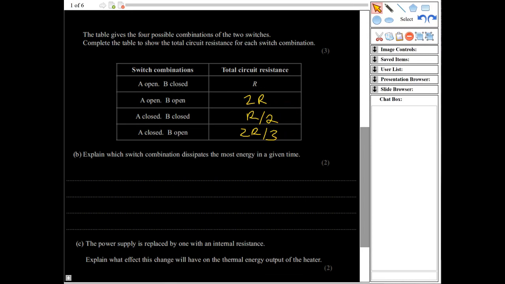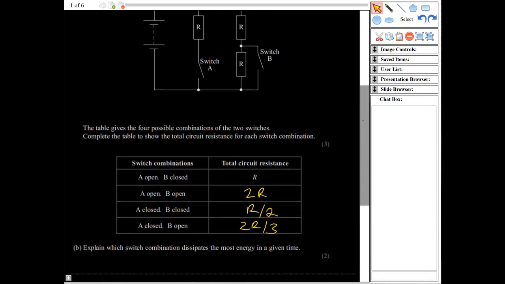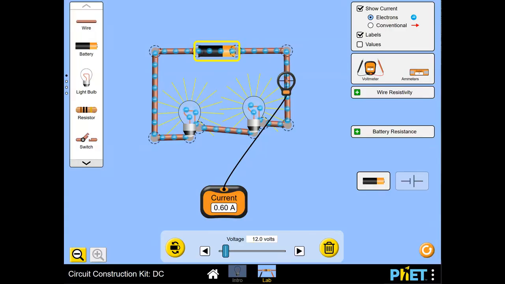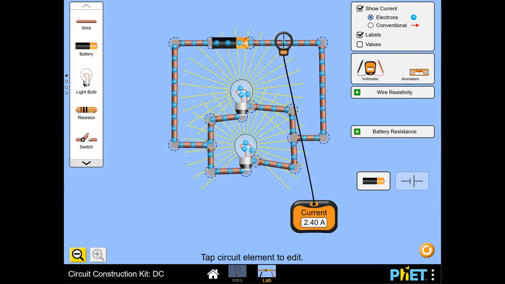So then it says, explain which switch combination dissipates the most energy in a given time. So as I was saying with the power earlier, the more power you'll use will be when the resistance is smallest. So in this case, we had here a small current, because our voltage is the same but our resistance is quite high, so our current is small. In this case, our voltage is the same, our current is much higher, so we'd have more power, so we dissipate more energy, and here our resistance is much smaller.